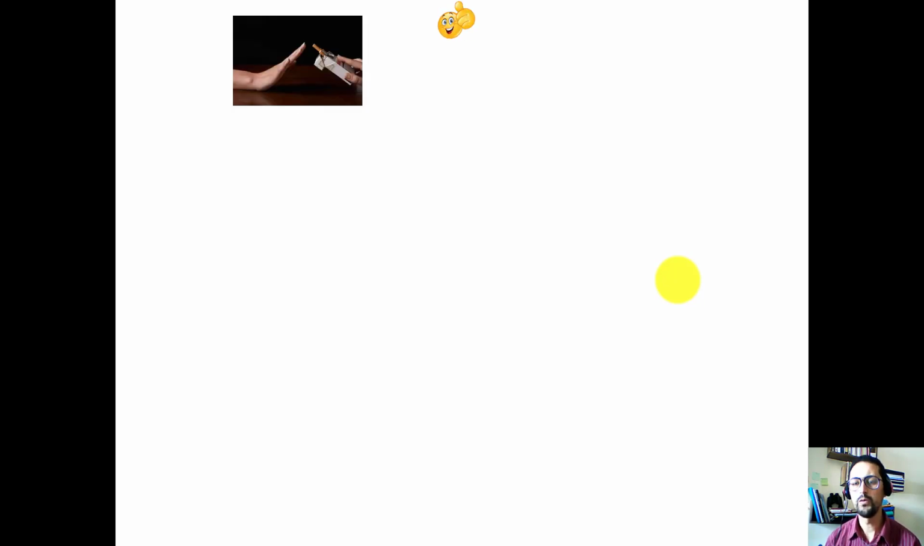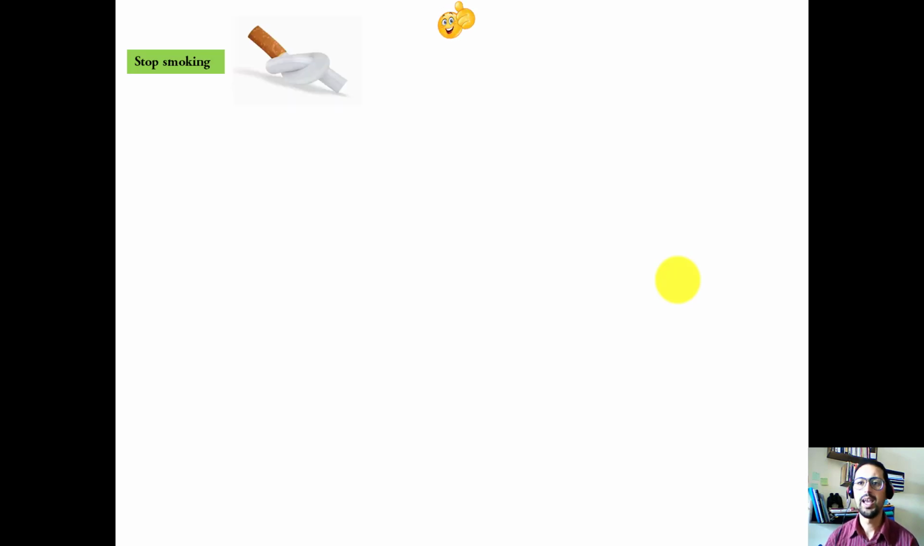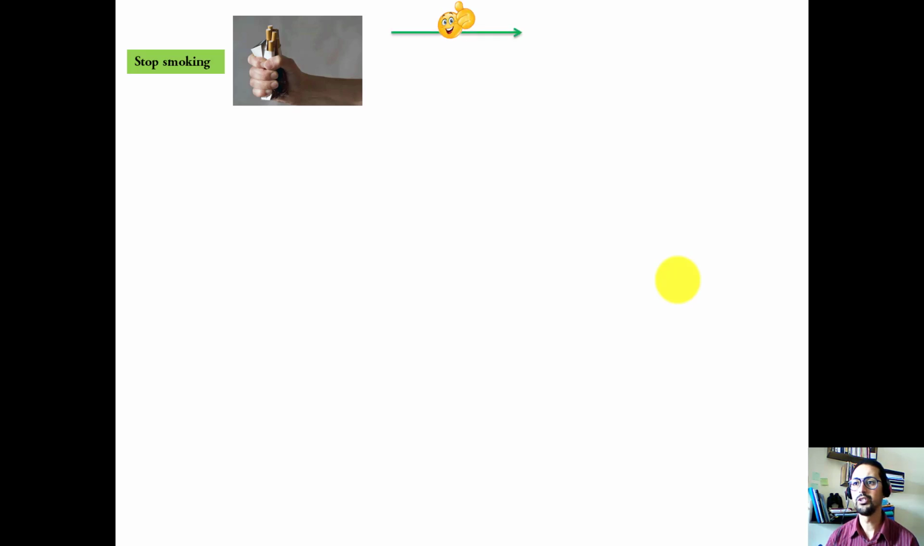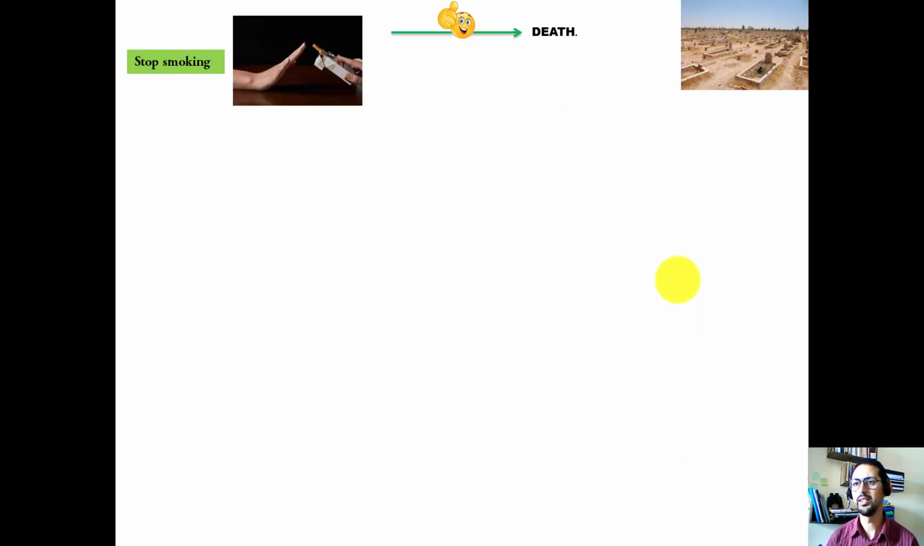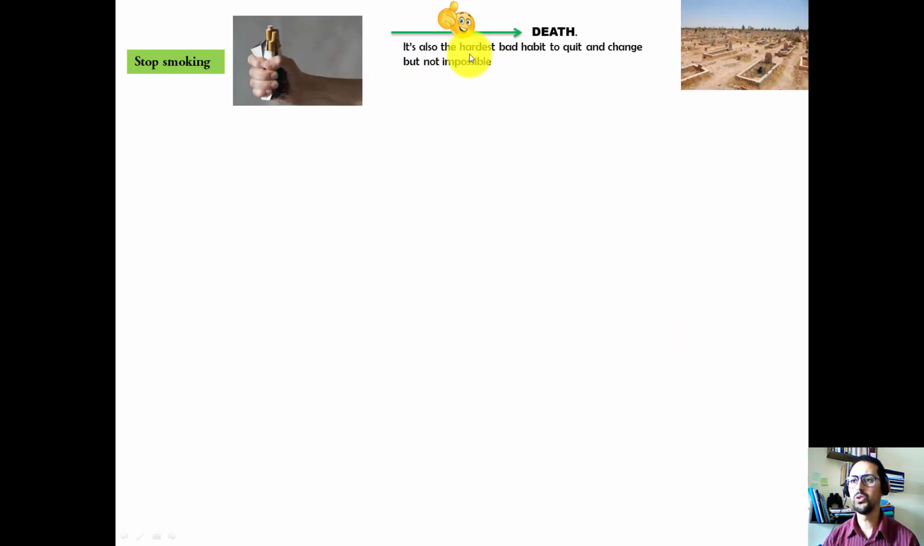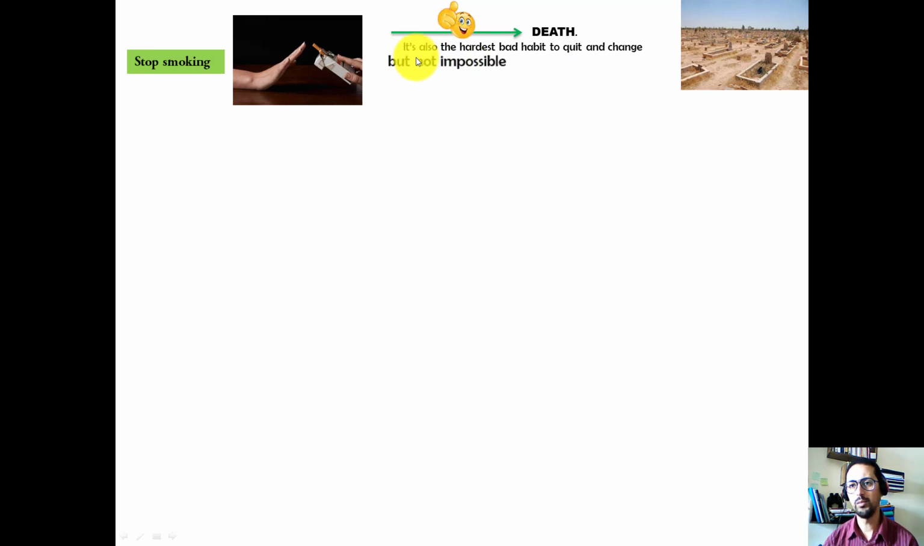For example, first picture, great, stop smoking. Very good job. So stop smoking. This is by far the most difficult, dangerous, and bad habit because it leads to death, as you've seen here. It is also the hardest bad habit to quit and change, but it is not impossible.